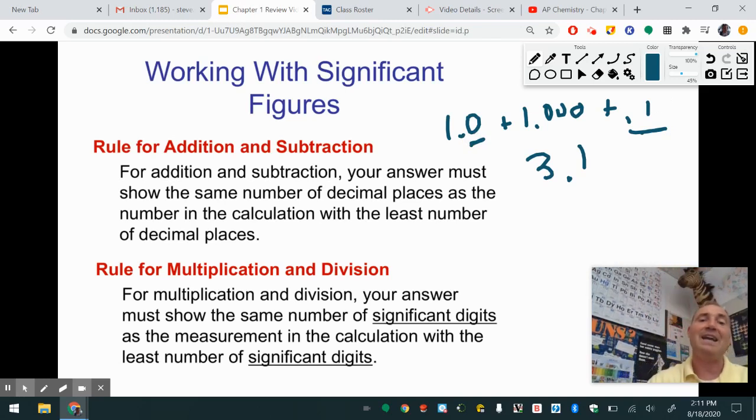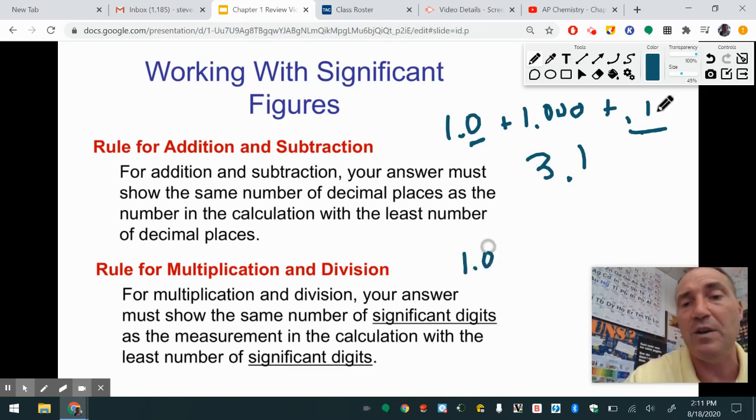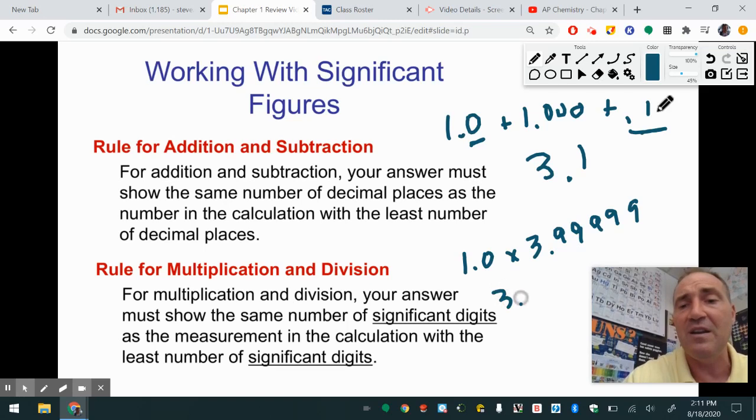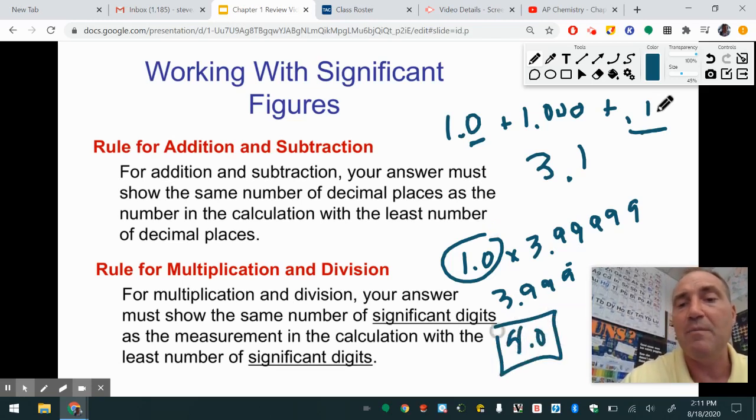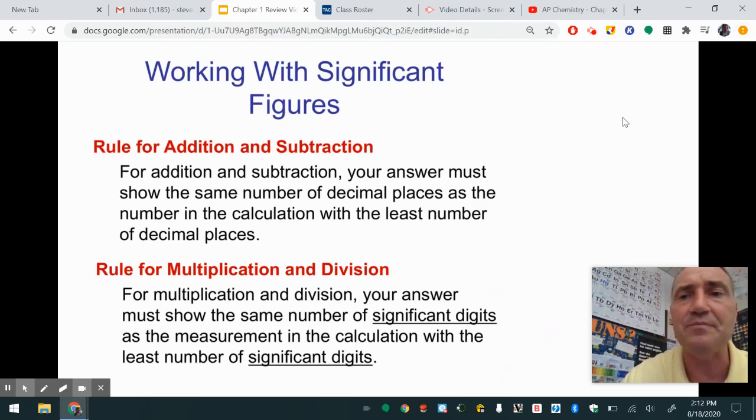Now, when you multiply and divide, you're limited to the least number of significant figures. So, for example, if I do 1.0 times 3.99999, I'm going to get 3.999 repeating, right? And I can only keep 2 sig figs because I'm limited by how many I have. So I would have 4.0 as my answer. And we only round for things that are inexact or measurements, but that's pretty much all of our stuff in chemistry. So yeah, that's significant figures.